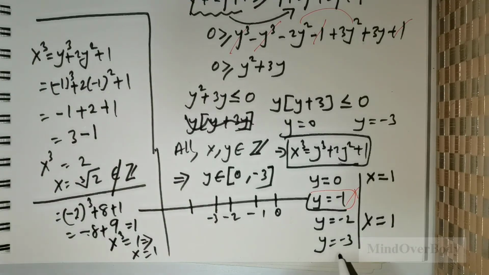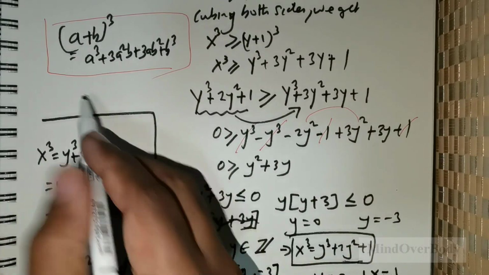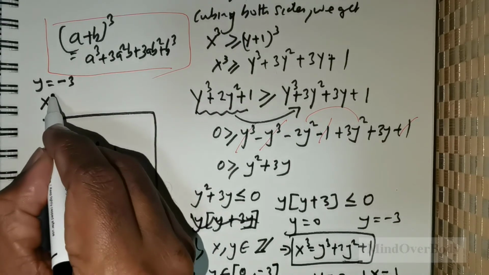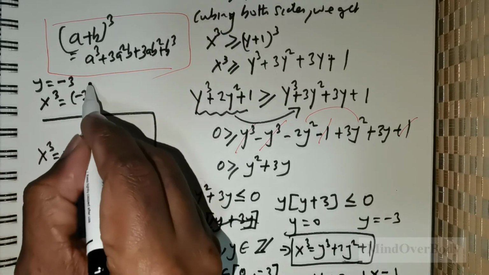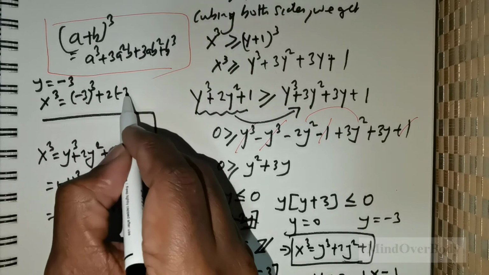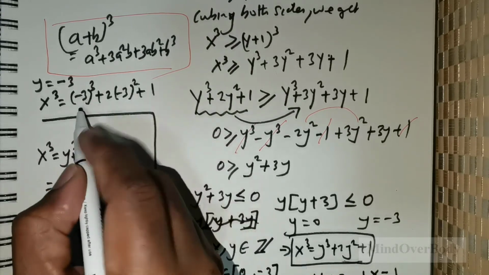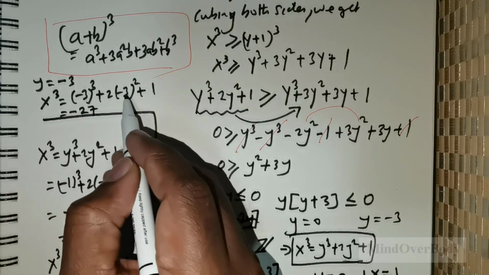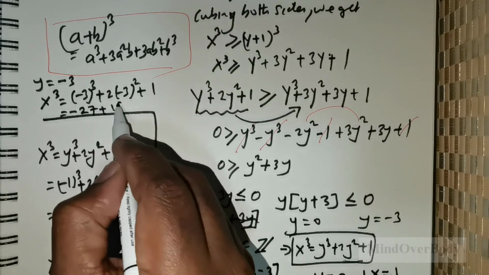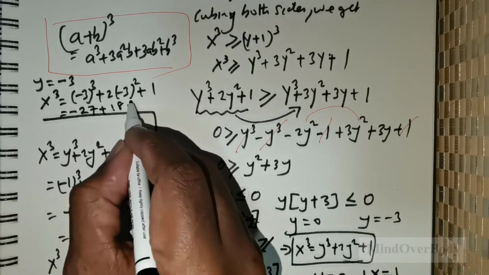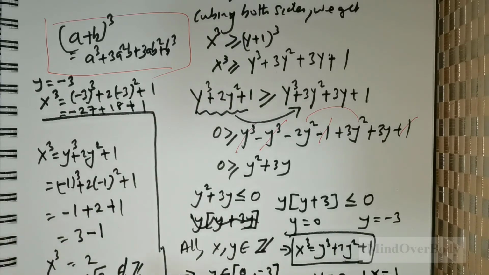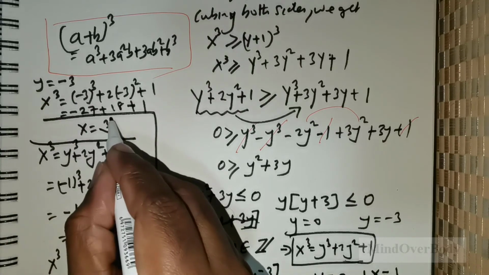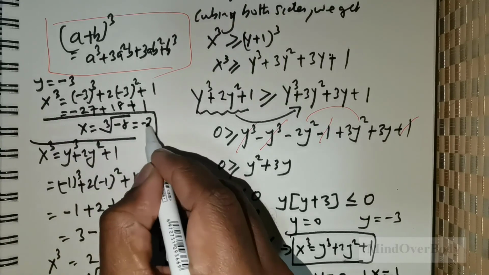Now what happens when y is equal to -3? We would have x cubed equal to (-3) raised to the power 3 plus 2 times (-3) raised to the power 2 plus 1. This would give me -27 plus 9 times 2, which is 18, and 18 plus 1. So in this case x cubed is -8, so the value of x is going to be the cube root of -8, which is -2.